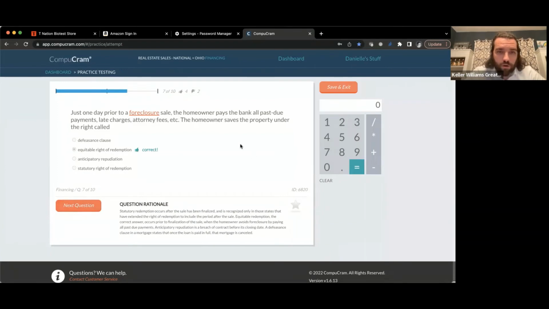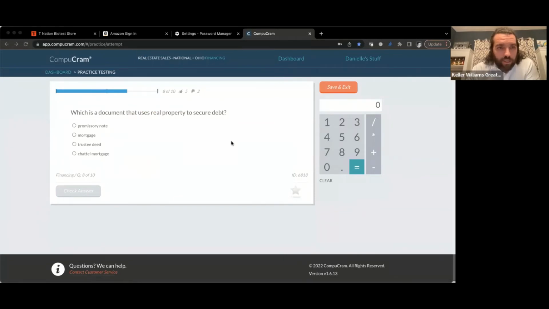The equitable right of redemption is exactly what's taking place here. The statutory right of redemption occurs after a sale has taken place on the property. So that's the difference there, and it involves the court and all that. The equitable right of redemption doesn't. It just means that you're late, and then you're paid up.